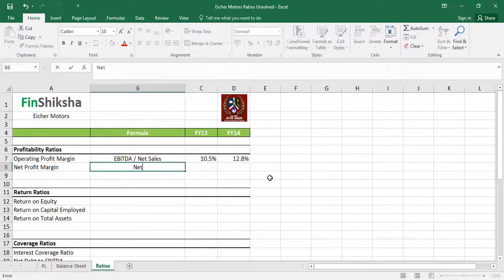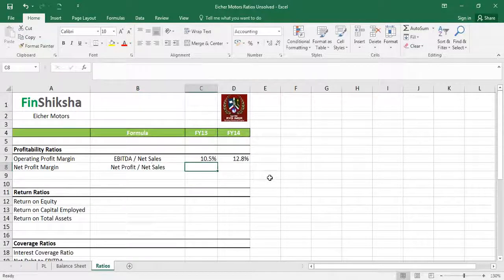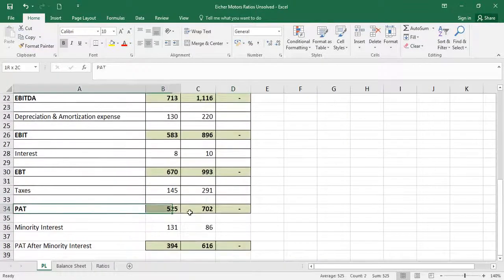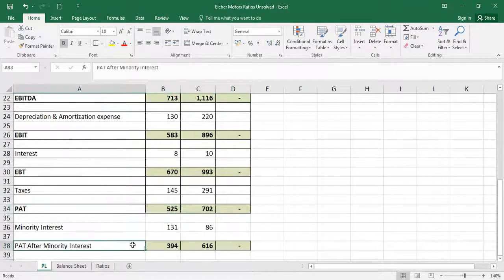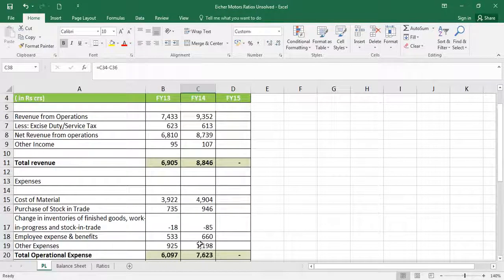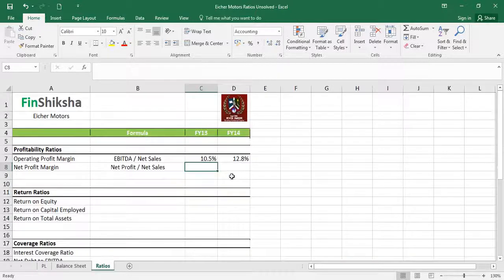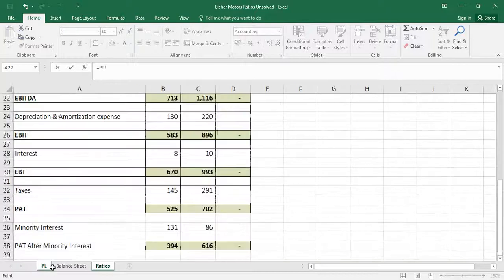Similarly, net profit margin is going to be net profit divided by net sales. Now, in this case, remember that when we look at the profit and loss statement, we do find profit after tax and we do find profit after tax after minority interest. If you're looking at net profit margin, it's a good idea to probably just take net sales and profit after tax. We don't subtract minority interest from here because sales is not adjusted for that, right? So we don't want to penalize the company on that.